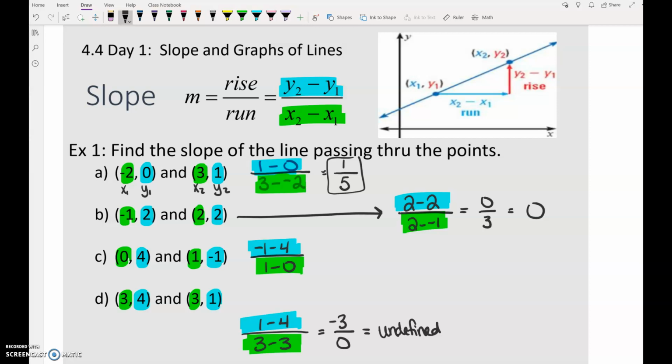But if I have 0 cookies in my hand and I need to split these 0 cookies up among 3 of you, the 3 of you are going to get 0 cookies because I have 0 cookies to split up. So if you think about it in those terms, it kind of makes sense. You can split nothing into 3 and still have nothing. You can't split something into nothing. And C, -1 minus 4 is -5. 1 minus 0 is 1, so that is a slope of -5.